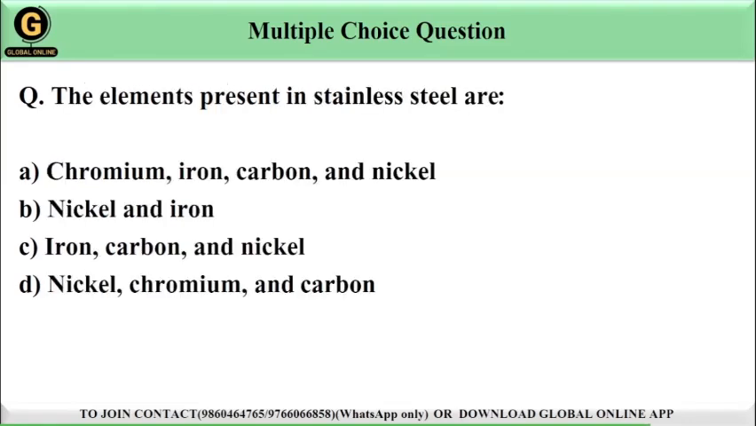The elements present in stainless steel are, we have options here: option A, chromium, iron, carbon, and nickel; option B, nickel and iron; option C, iron, carbon and nickel; and option D, nickel, chromium and carbon. The correct answer for this question is chromium, iron, carbon and nickel, option A, because stainless steel is primarily made up of iron, carbon, chromium and nickel. The chromium content provides resistance to corrosion, while the nickel enhances the strength and durability of steel. Carbon is added to improve hardness and strength.